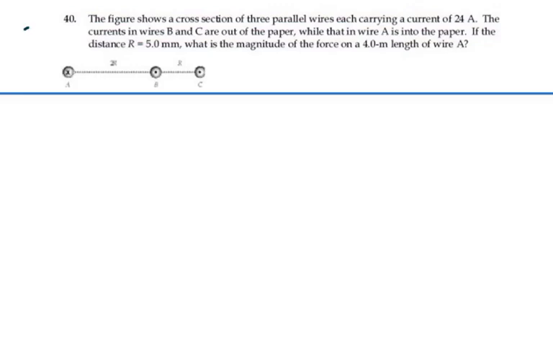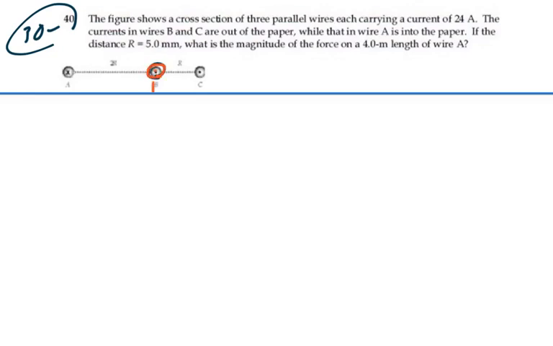Here's problem 3040. The figure shows a cross-section of 3 parallel wires, each carrying a current of 24 amps. The currents in wires B and C are out of the paper, while that in wire A is into the paper. If the distance R is 5 millimeters, what is the magnitude of the force on the 4-meter length of wire A?